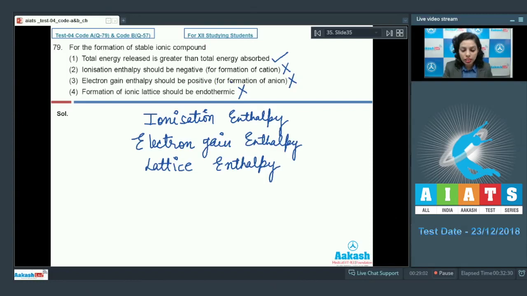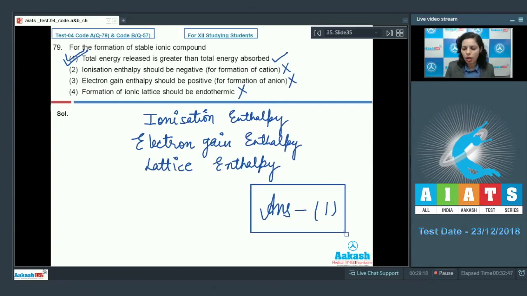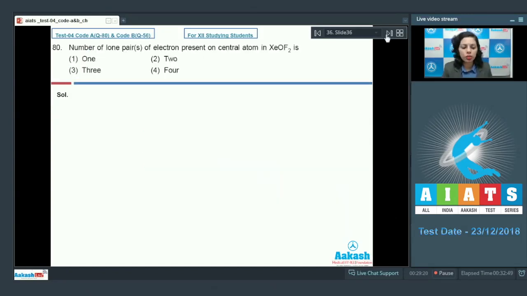So which statement is correctly completing the statement given here? For the formation of stable ionic compound, total energy released is greater than the total energy absorbed. This is the correct one. And I'm just going to choose it as the correct statement here. That is my correct answer. Now, after this, we have the next question.